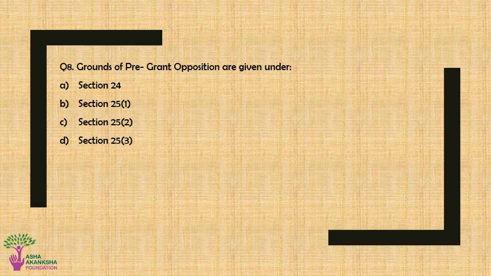Question number 8. Grounds of pre-grant opposition are given under which section? Option A, Section 24. Option B, Section 25, Clause 1. Option C, Section 25, Clause 2. Or Option D, Section 25, Clause 3. The correct answer for this question is Option B, Section 25, Clause 1.